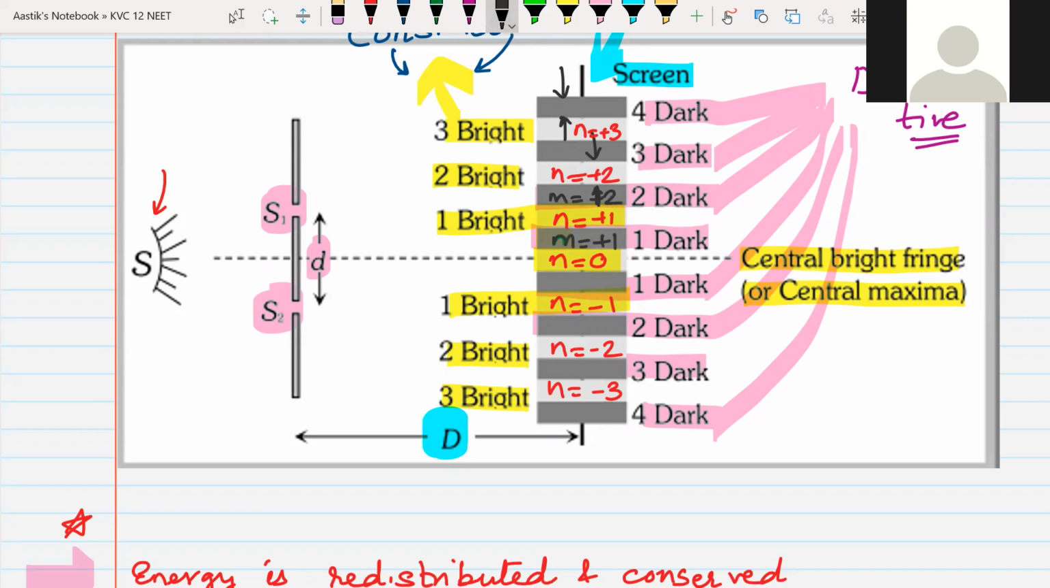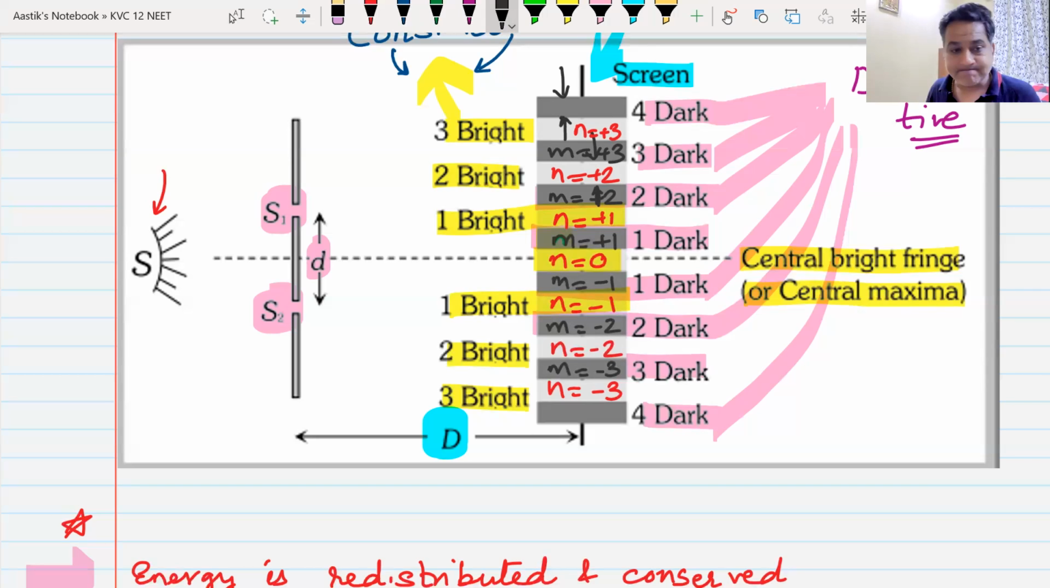Do you see this? You understand this? Plus 3. Here m is equal to -1, m is equal to -2, m is equal to -3, and so on. I hope you understand what is happening here. Yes or no? Yes, sir. Okay, so that is what you needed to understand.